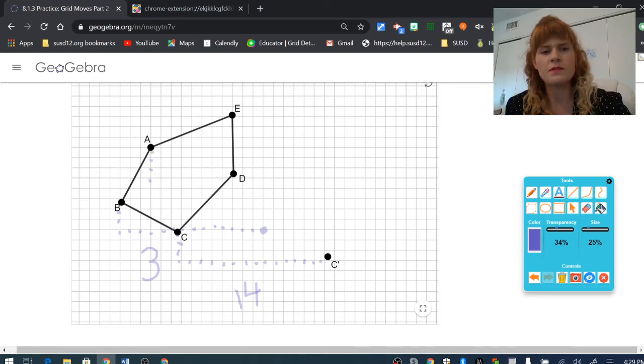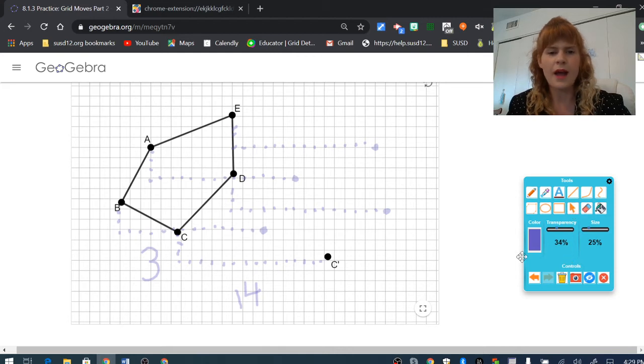Let's try with A. 3 units down, and then 14 across. There's A prime. And with E, 3 down and 14 across. And D, 3 down and 14 across. Phew, that's a lot of counting.